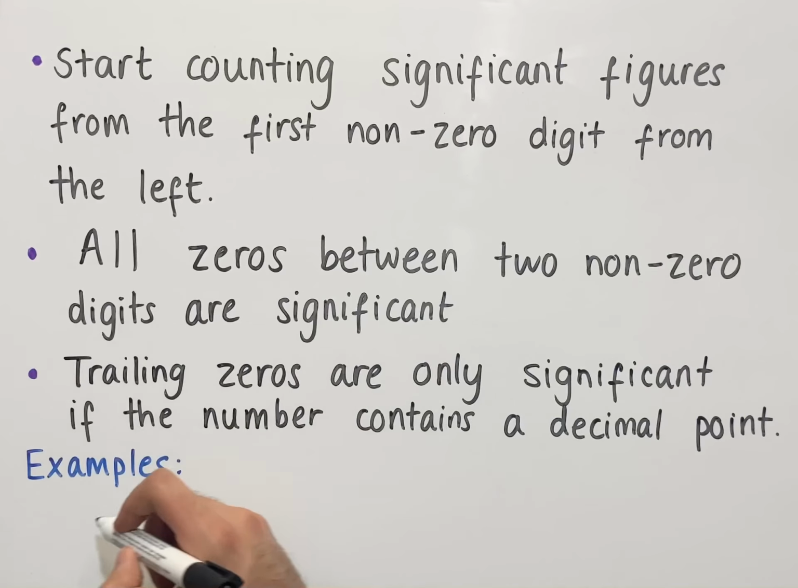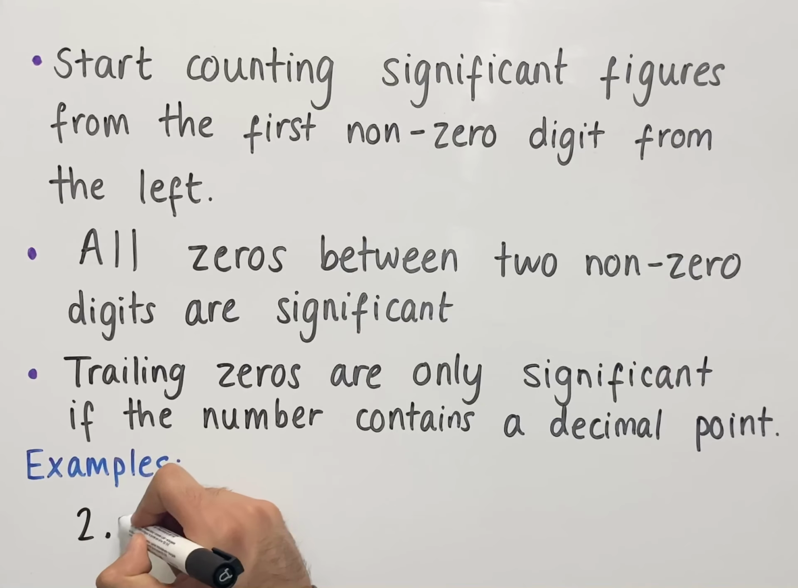If we have the number 2.5, then the first significant figure is the 2, since we count significant figures from the left. The second significant figure is the 5, and now there are no other significant figures after this.